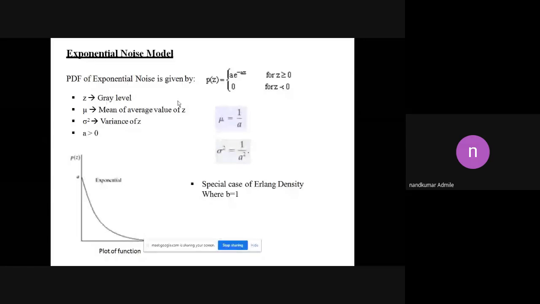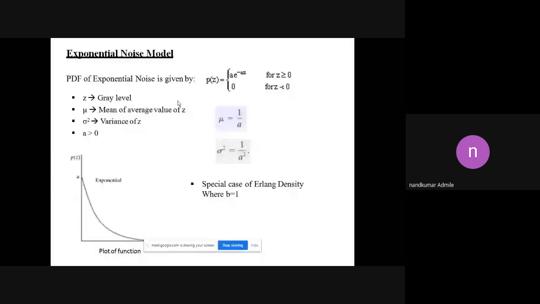Okay, so the next one is the exponential noise model. In an exponential noise model, it is an exponential function. In this type of images, the noise level can decrease suddenly. So at the starting of the image, the noise level is high, and at the end of the image, the noise level is low. So the noise level in such images decreases exponentially. So that's why it is called exponential noise.